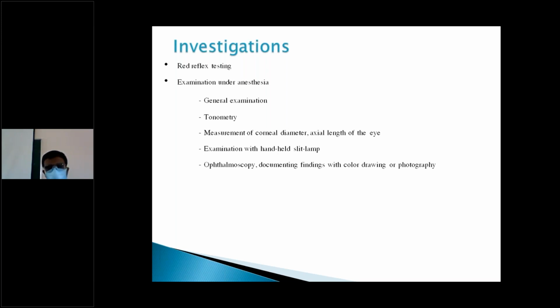Examination: usually the child does not cooperate, so you should do it under general anesthesia. General examination, tonometry, and you should measure the corneal diameter. Examination with a handheld slit lamp. You should do ophthalmoscopy and document the findings with color drawing or photography. These are the investigations. General examination under general anesthesia for intraocular pressure and corneal diameter. For fundus examination, ophthalmoscopy.